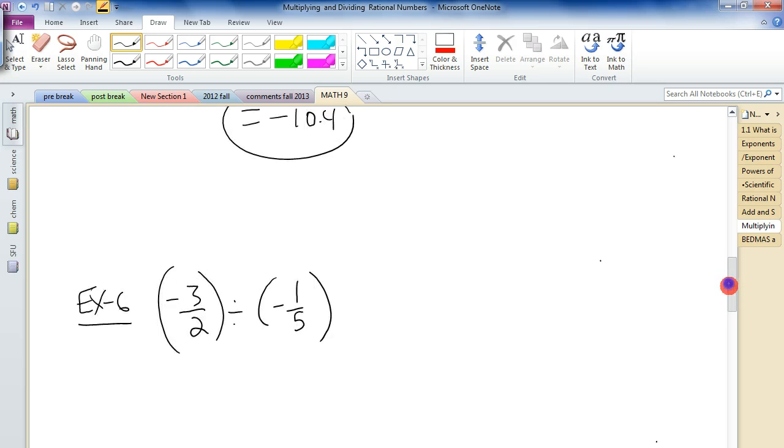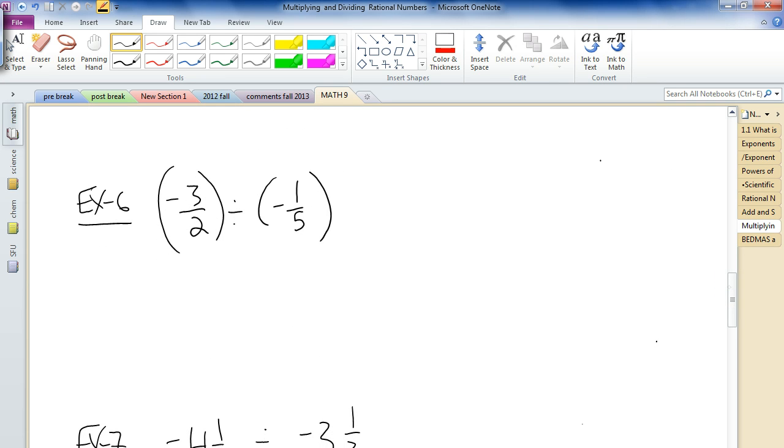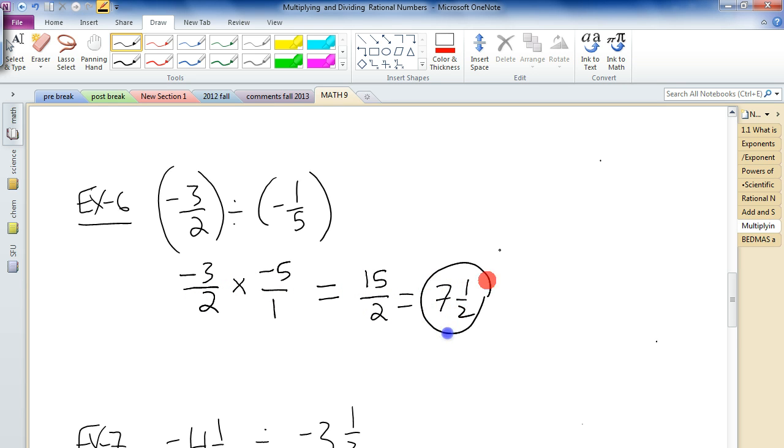Okay. What about dividing? Remember, in dividing, you actually don't divide. You change the question to a multiply, and then you flip the second fraction. So you have negative 3 over 2. Change this into a multiply, and then flip this, negative 5 over 1. And here, look to cross cancel. Nope. Nope. So we have to multiply. 3 times 5, negative and negative makes it positive. 15 over 2 times 1, which is 2. 2 goes in there 7 times, with 1 left over. The answer is 7.5.